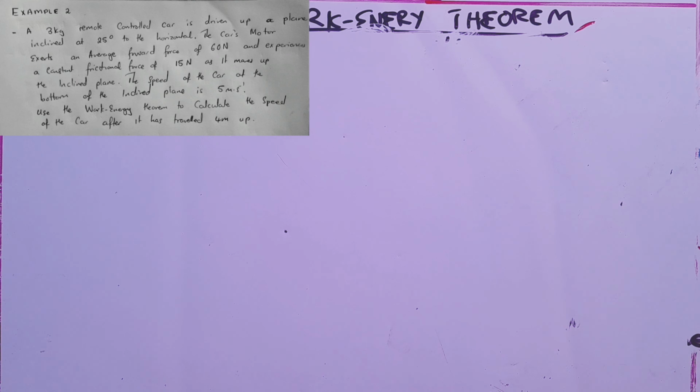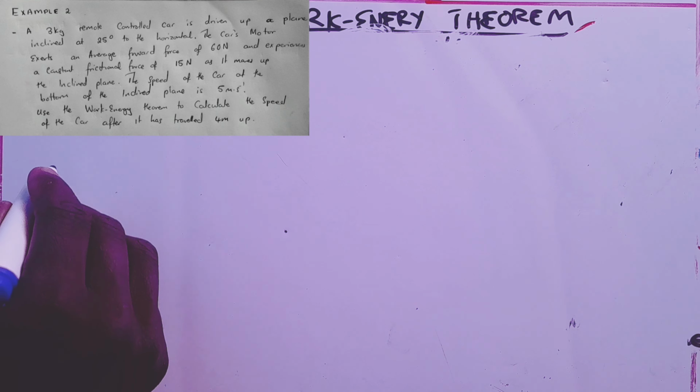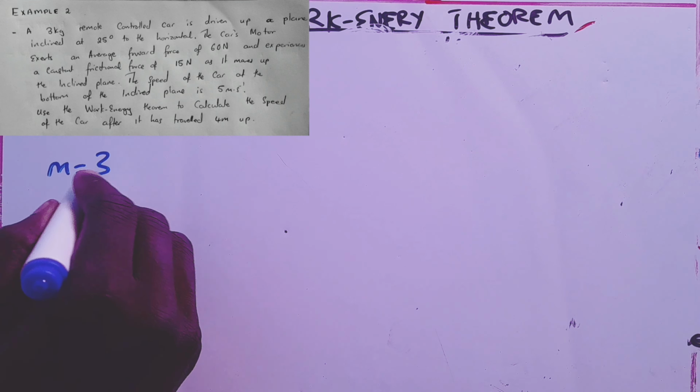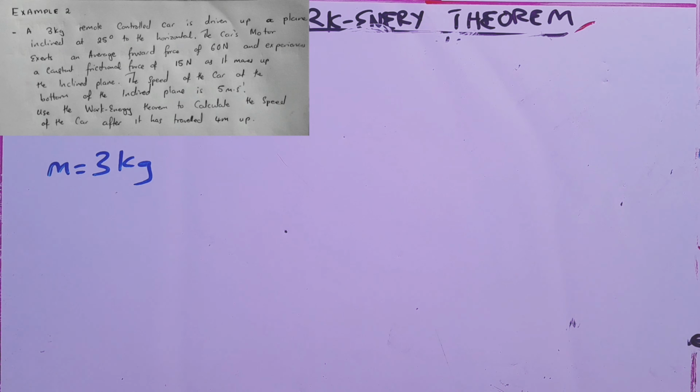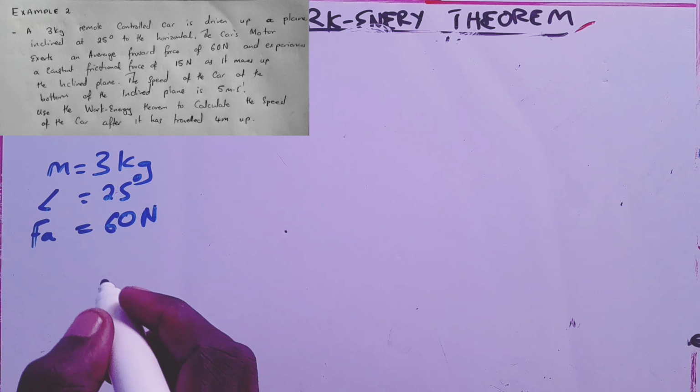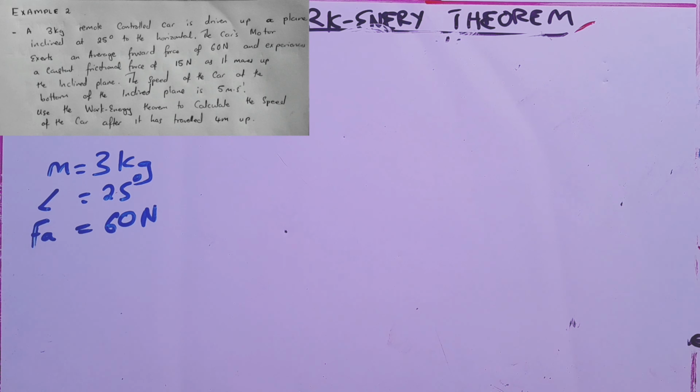So let's have this example. It is saying a 3 kg remote controlled car. So already we know that the mass of this is equal to 3 kg. It is driven up a plane inclined at 25 degrees. So it means that our angle is equal to 25 degrees. The car's motor exerts an average forward force. So it means that this is our applied force of 60 newtons. And don't forget that this car is driven up the plane, so it means that it is going up, right?